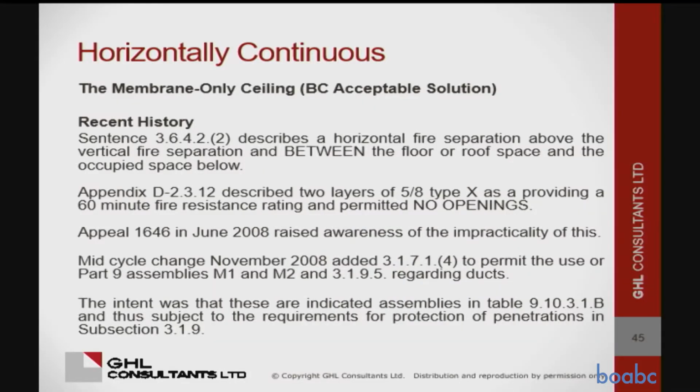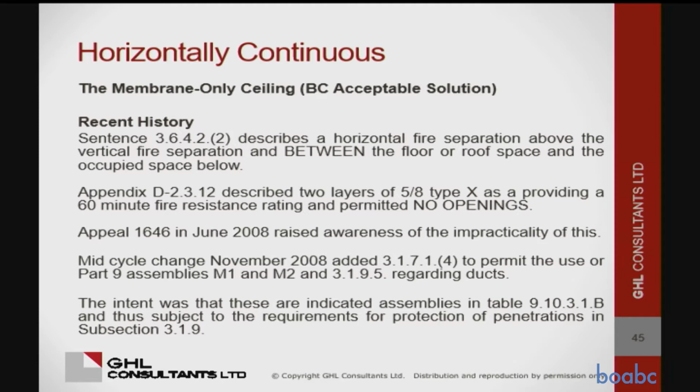So then somebody did an appeal, 1646, in June 2008, and they said, does the code really say that you can build a fire separation? And this is the fire separation that's required if you butt your verticals into it, because 3642 says it's not the whole assembly, it's only the piece between the floor space and the occupied space. And the appeal board said, yeah, it does actually say, but holy cow, that's really dumb, right? Like you have a ceiling and you can't have a light, and you can't have a duct, and you can't have a pipe or a wire. It's a little bit impractical.